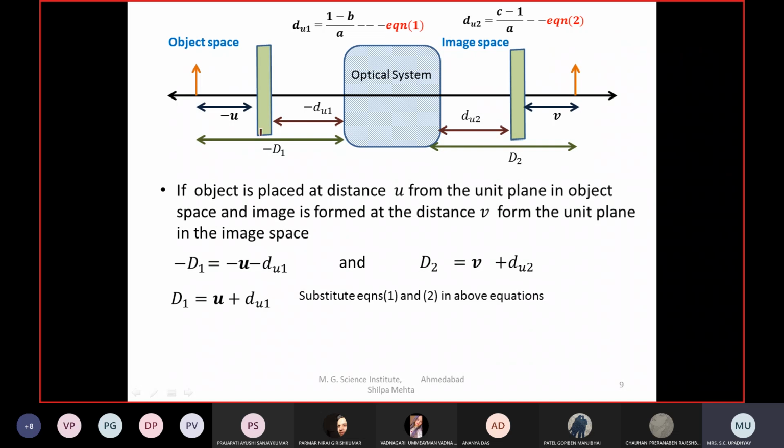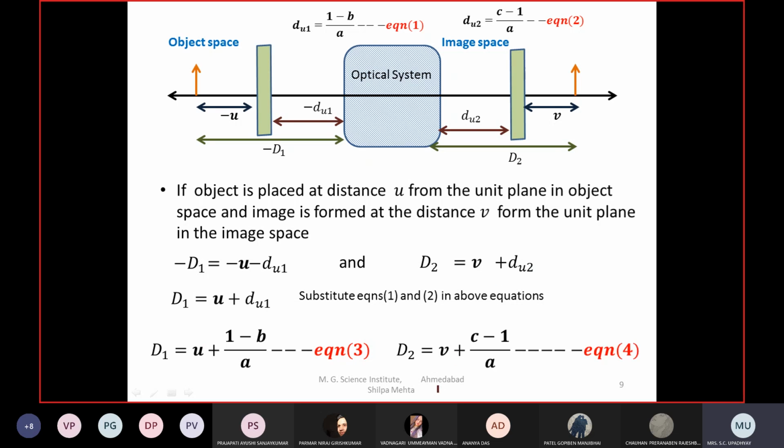Substituting equations 1 and 2, that is the positions of the unit planes, which we already know, into these equations, we get d1 equal to u plus (1 minus b) upon a. Our object distance is now represented like this. We call this equation 3. Similarly, substituting from equation 2, we get d2 equal to v plus (c minus 1) upon a. That is our equation number 4.